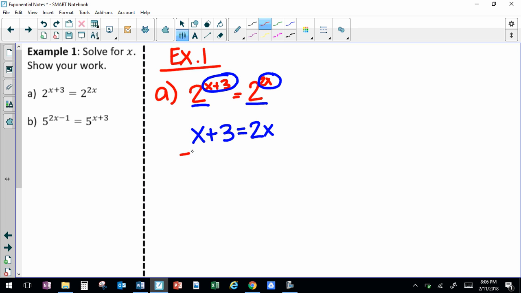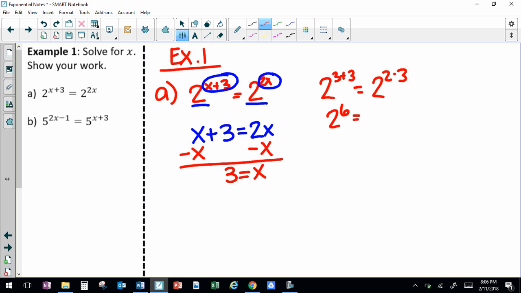So then I get all the x's on one side, so I'm going to subtract x. So then I get x equals 3. Now you do want to check and double check your work. Not that I'm going to ask you to show the work, but I do want you to double check that you don't have any weird extraneous solutions. So if I plug in 3 for x, it's 3 plus 3, and this would be 2 to the 2 times 3. So that's 2 to the 6 equals 2 to the 6. Check. Works. So x equals 3 is my final answer. Okay? You try part B. So go ahead and pause this, try part B, and then turn it back on.